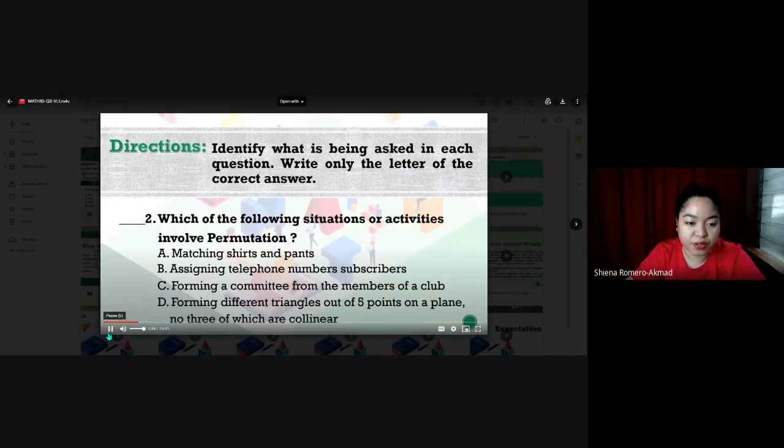Number two: which of the following situations or activities involve permutation? So we said, when it comes to permutation, it involves arrangement. Do you think matching shirts and pants for letter A is permutation? Permutation or not?